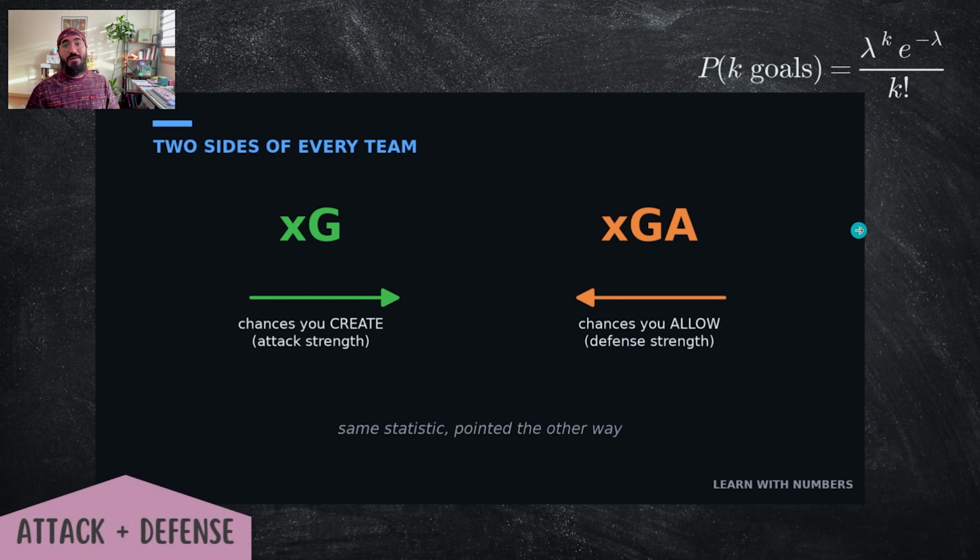Now that we established that we can use Poisson distribution for this sum of Bernoulli trials, what about defense? If we use just the attack strength, then we're only looking at how many goals a team scores. But what about the defense? How can we take account of defense? We can use XGA for that. How much XG, how many chances you let your opponent create, is kind of your weakness at defense.